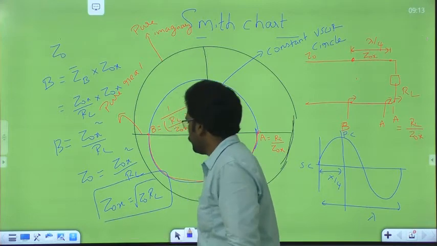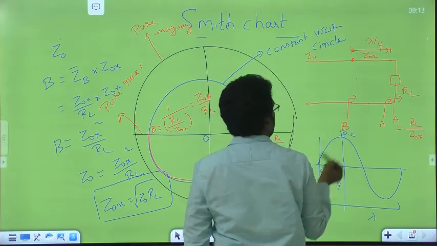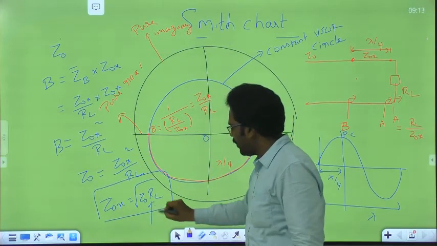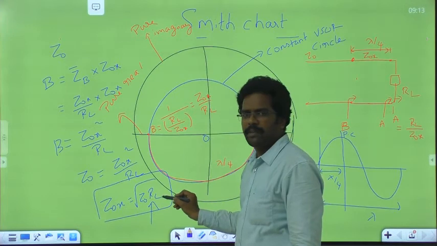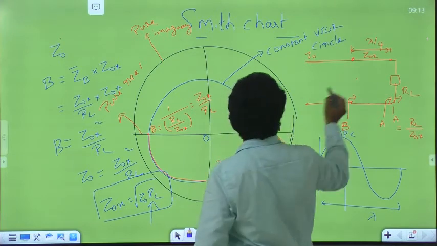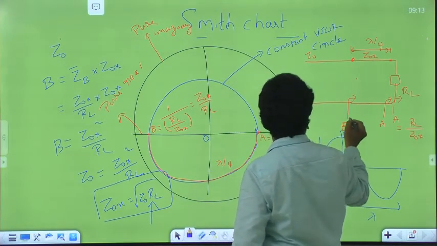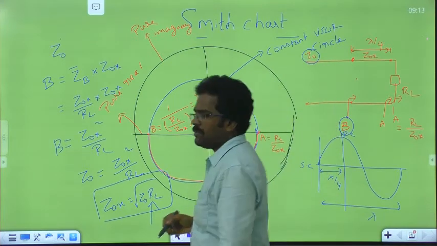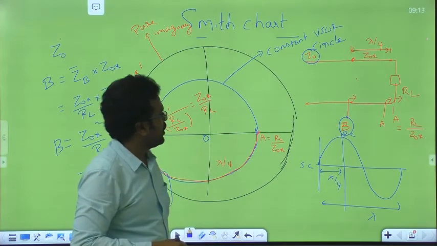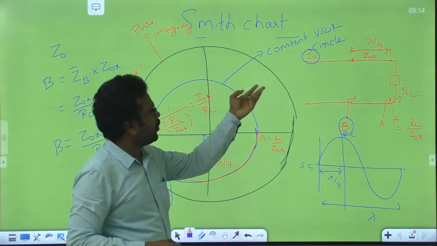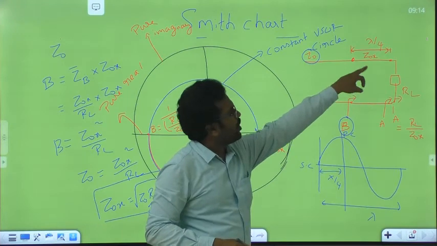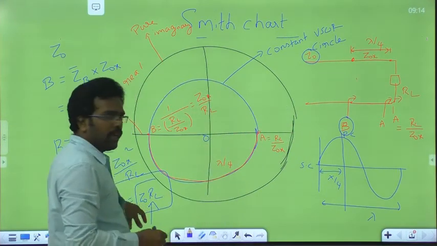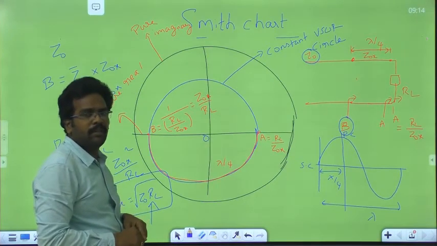That means we should design this quarter transformer with the characteristic impedance equal to the geometrical mean of Z0 and RL. Then only the impedance at point B is equal to Z0. The impedance at point B should be equal to Z0 only when we design a quarter transformer with the characteristic impedance Z0X equal to the geometrical mean of Z0 and RL.